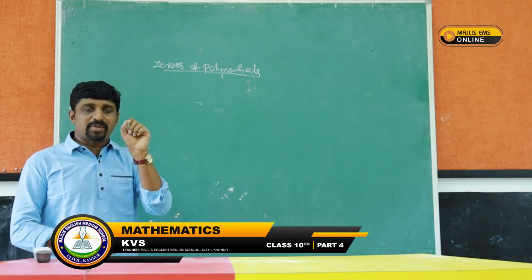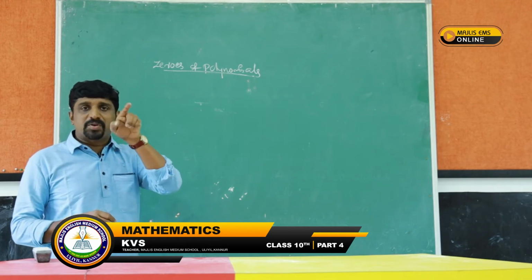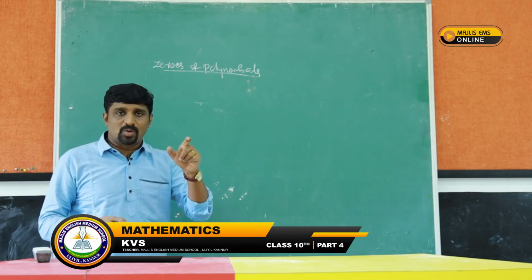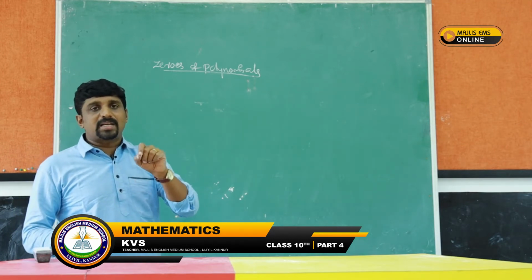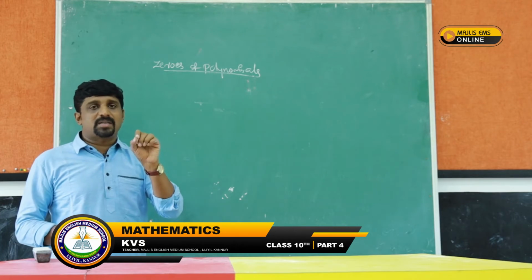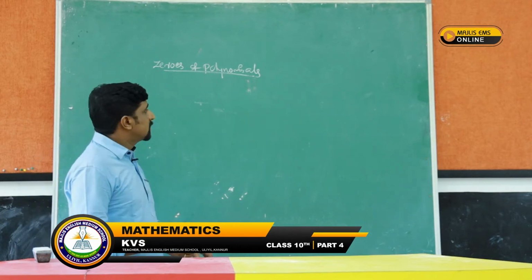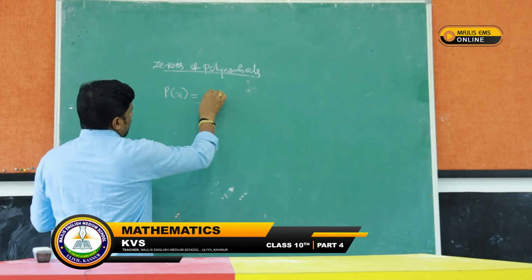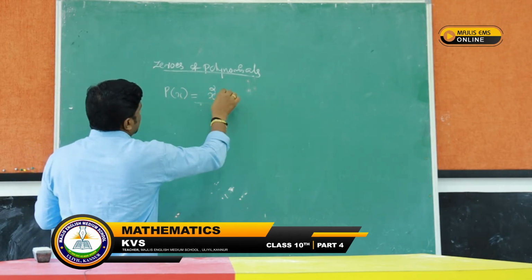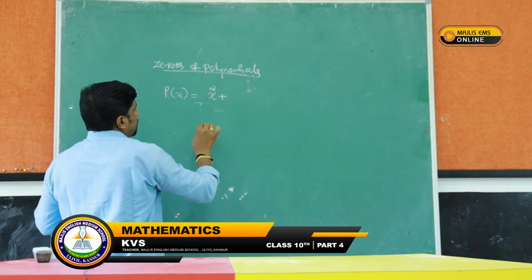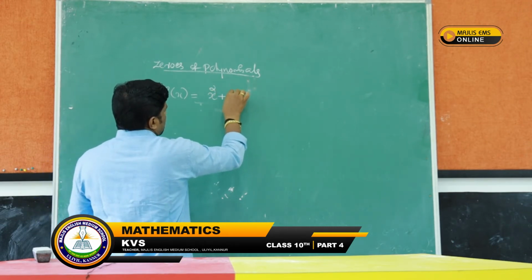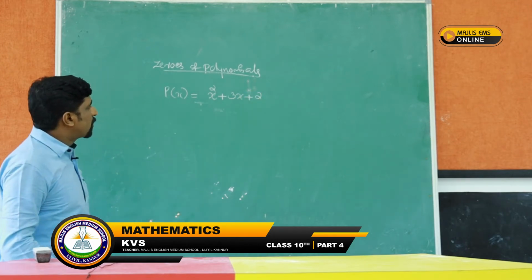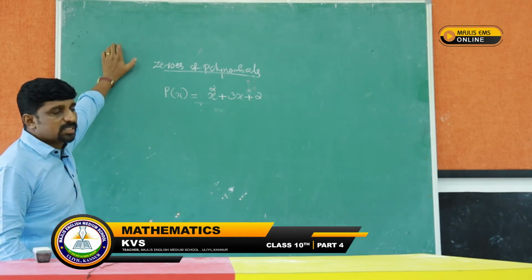Sometimes when we substitute a value for x, the answer we get is 0. When we get 0, in that case we can say that number is a zero of that polynomial. Let me explain that. Suppose p of x is equal to x square plus 3x plus 2, a quadratic polynomial.